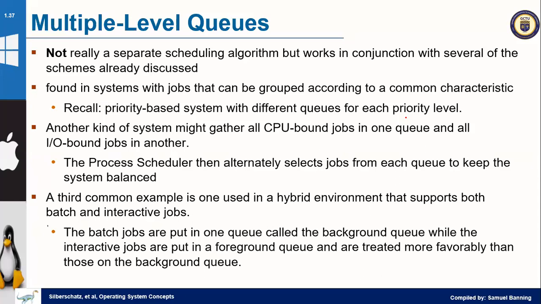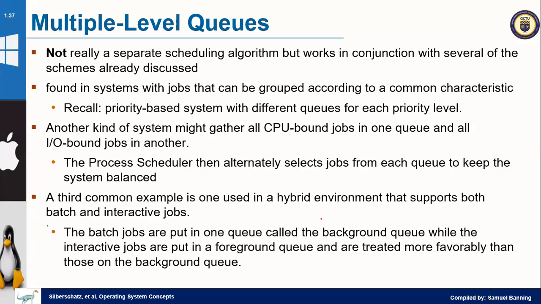Depending on what the designer is looking for, the appropriate queue is selected. There can be a system that will gather all CPU bound jobs in one queue and then all IO bound jobs in another queue. Then the process scheduler will alternately select jobs from each of these queues to keep the system balanced.